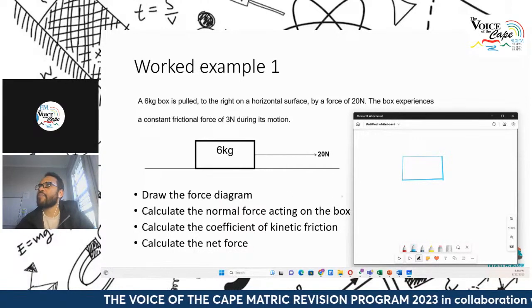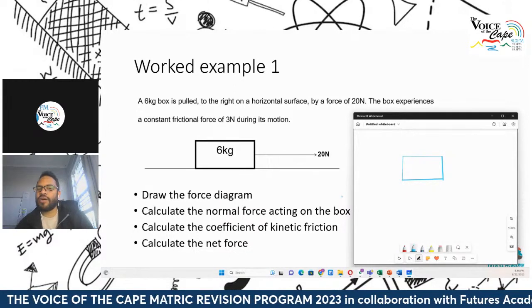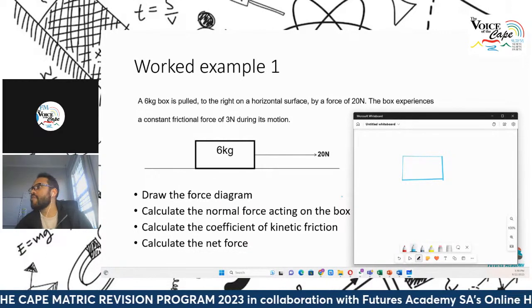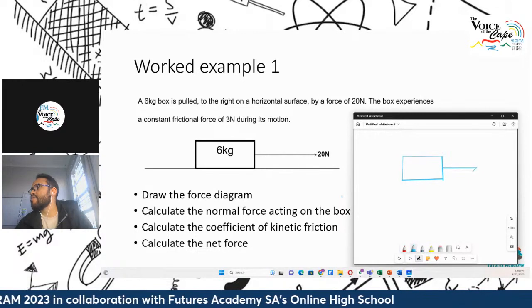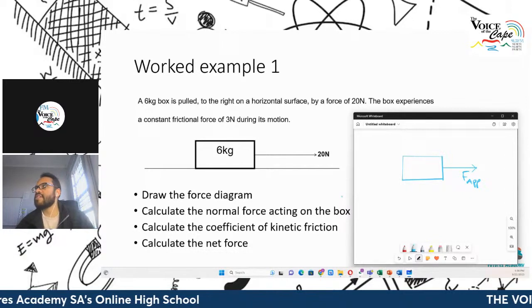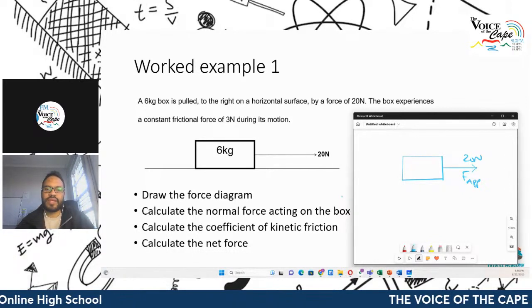Nevertheless, draw the force diagram. So the forces are acting on the object. If we draw the force diagram here, first thing we need to note is I will have a force here. This force will be my applied force. Okay, that's the 20 newtons applied force.